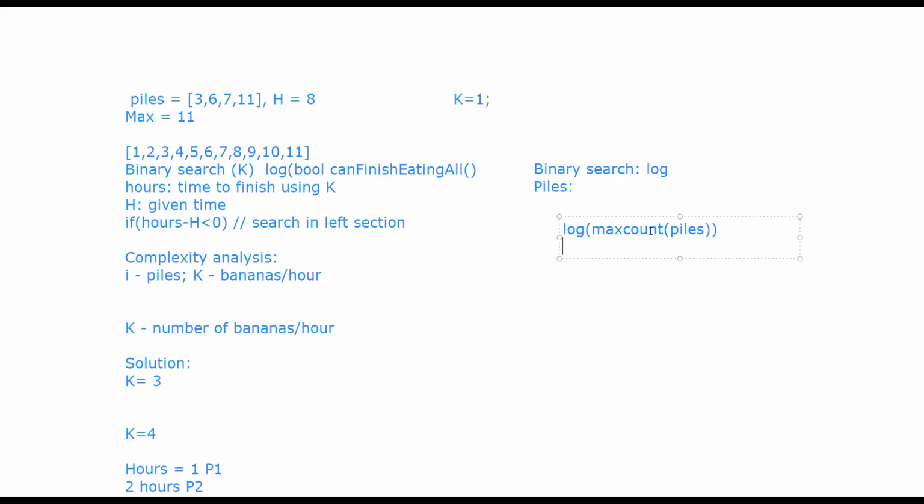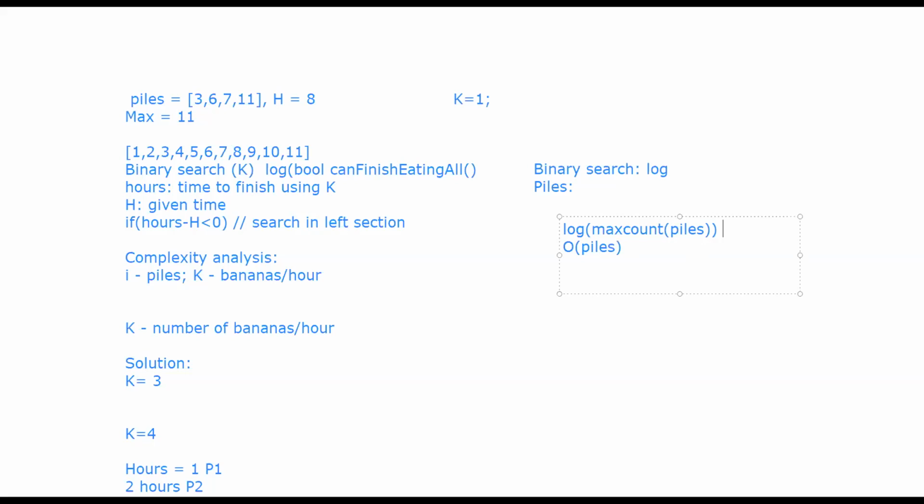And then the other logic where for each value, we are trying to find whether it works or not. We are essentially going over that simple logic, right? Trying all the piles, calculating hours. So I think that would be just order of number of piles, order of I. And the overall complexity will be this times, so it would be a combination of two. O of piles multiplied by log of max count of piles, right?